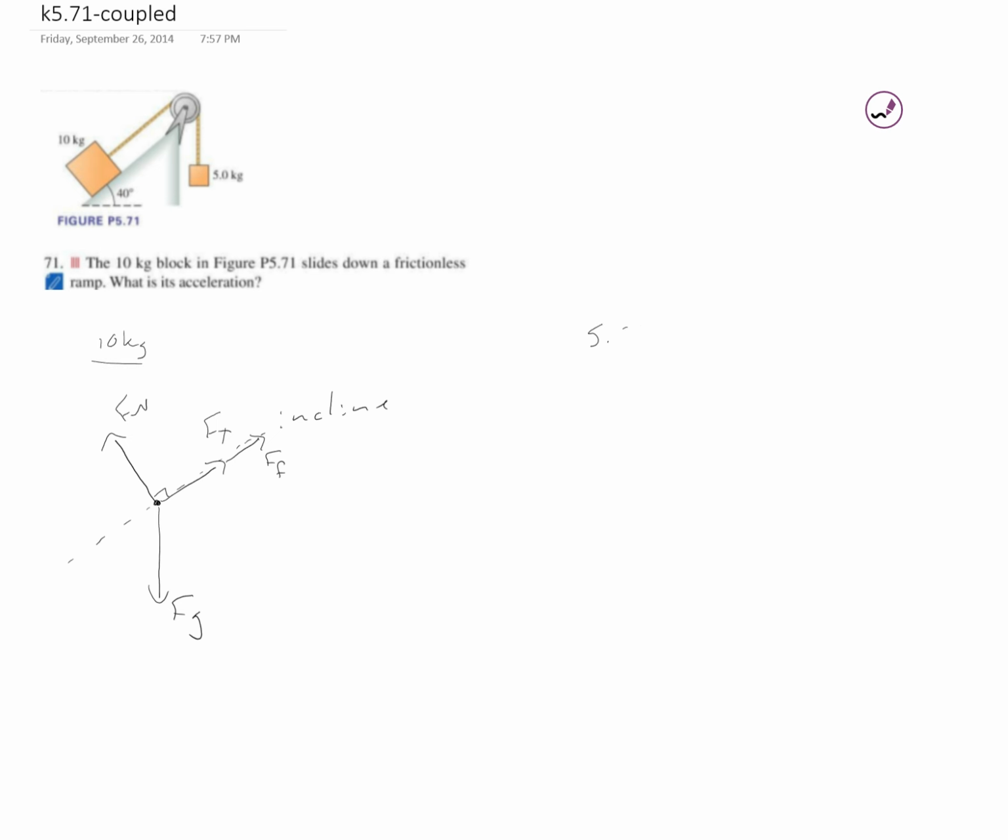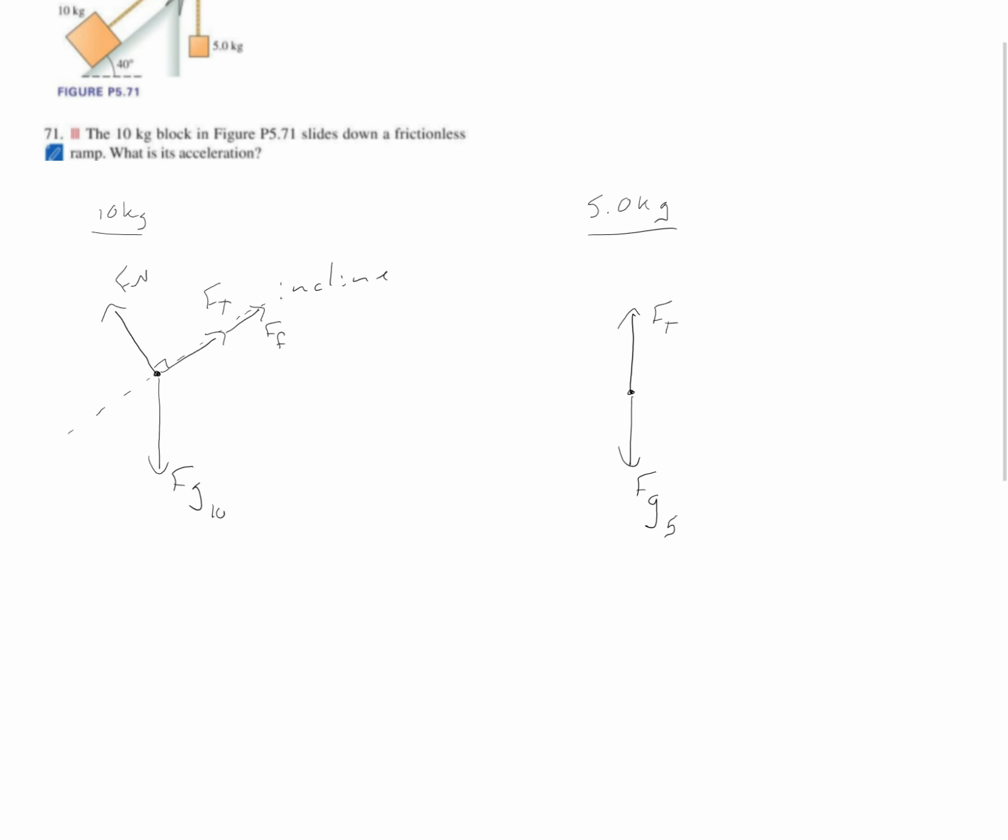My 5 kilogram block. I'm going to have tension going up and force due to gravity going down. So I'm going to call that gravity 5 and gravity 10. The reason I'm going to do that is because I'm going to combine these and make a system diagram.